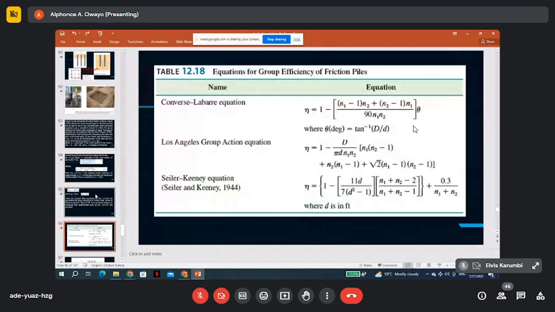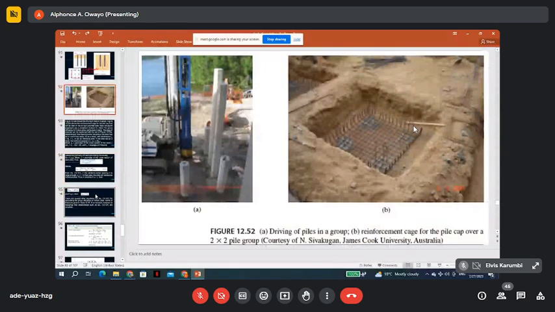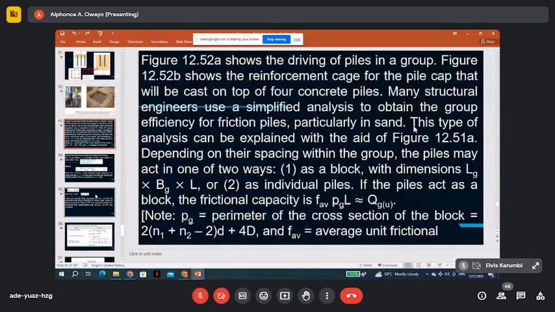And so these are several ways of getting a group efficiency of friction piles. Okay. Actually, the pile group is implemented because of the skin friction rather than the end bearing. Okay, so please note this. So usually this is a skin friction thing. So usually these piles are skin friction piles rather than end bearing piles or point bearing piles.